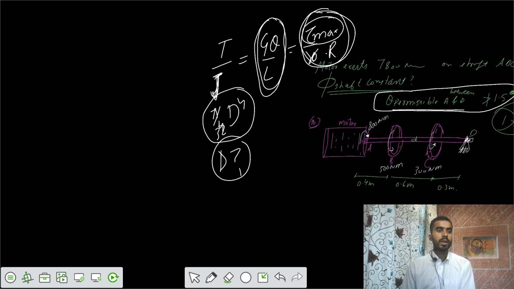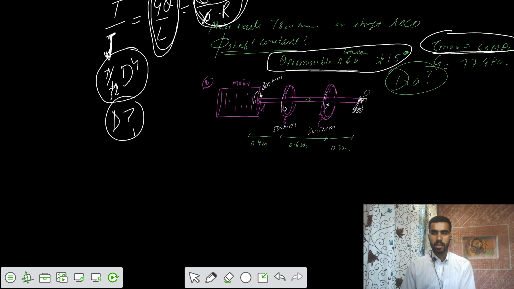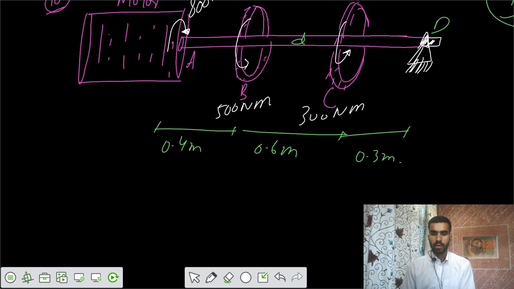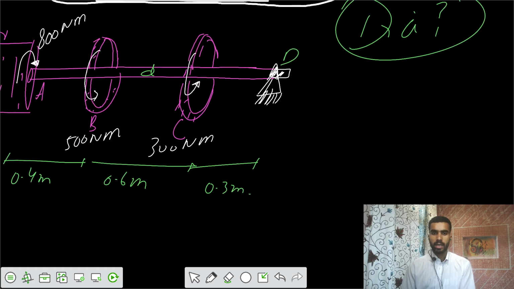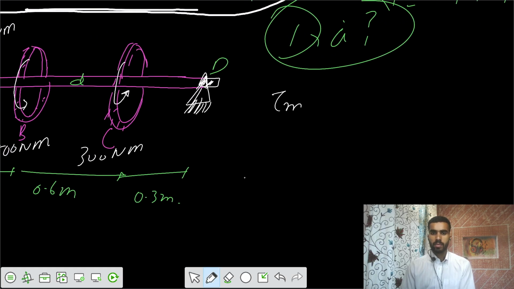Let's calculate first for your τ max. With respect to the τ max equation, this is your case one. If I use the torsion formula with respect to τ max by R, that equals 16.